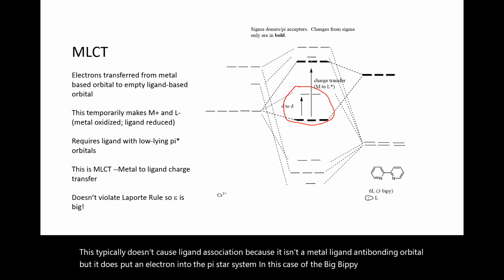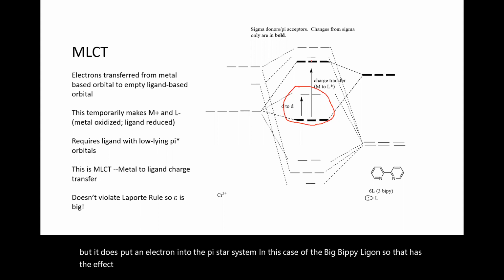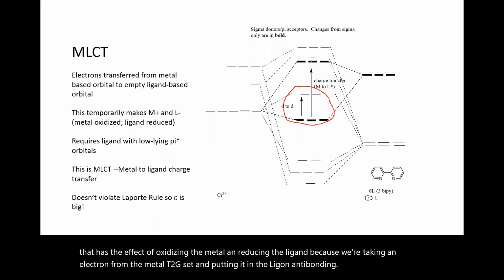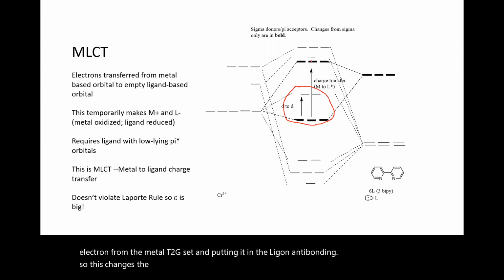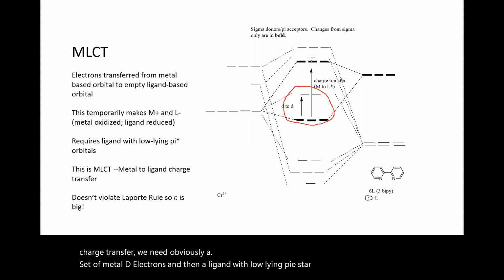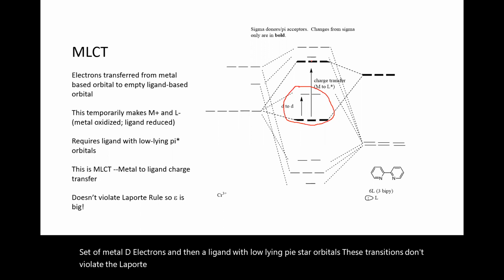So that has the effect of oxidizing the metal and reducing the ligand, because we're taking an electron from the metal t2g set and putting it in the ligand anti-bonding orbital. So this changes the redox properties of the complex. So in order to have an MLCT, metal to ligand charge transfer, we need obviously a set of metal d electrons and then a ligand with low-lying pi star orbitals. These transitions don't violate the Laporte rule. It's not g to g, so therefore epsilon tends to be big.